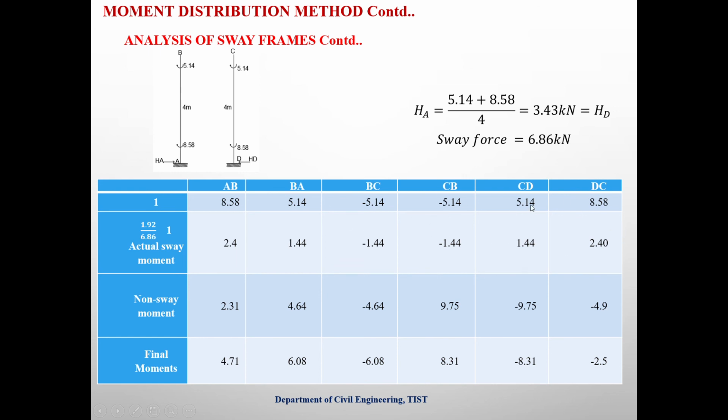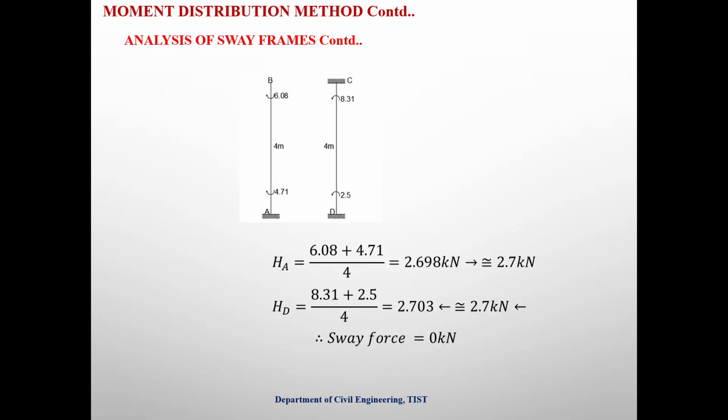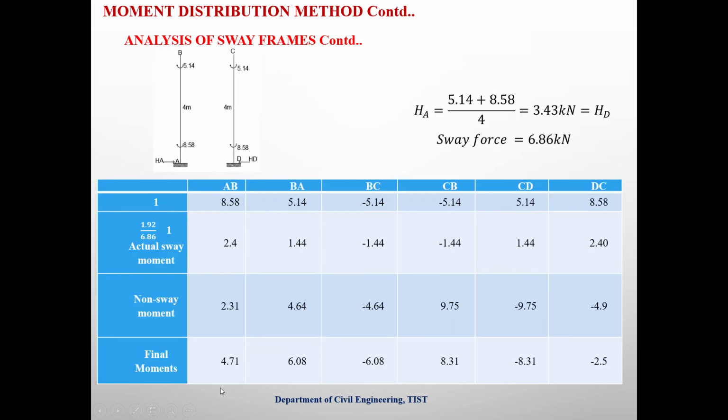Then we have the actual non-sway moments from step 1. Consider the non-sway moment, then add this actual sway moment to the non-sway moment. Then we will get the final moments. After getting the final moments, please check whether the sway force is 0 or not. After doing both these steps, we will get the sway force as 0. And after getting the final moments, we can draw the SFD as well as BMD. Thank you.